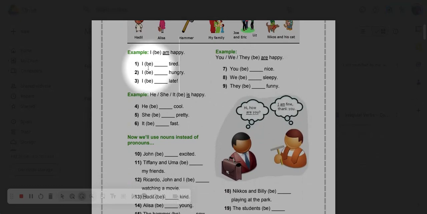Example, I am happy. Am is a form of the be verb. Makes no sense to me, and spelling is not relevant, evidently. I will try to find something to give us an explanation, but like many things in English, it just is what it is. So number one form of be, you would say, I am tired. I am hungry, meaning I want something to eat. I am late.